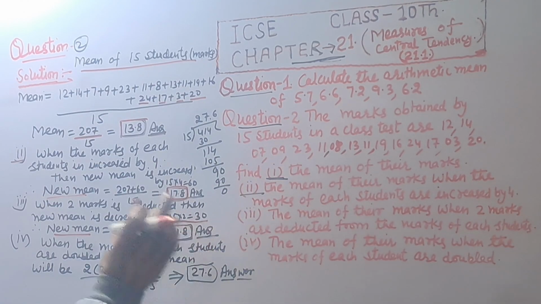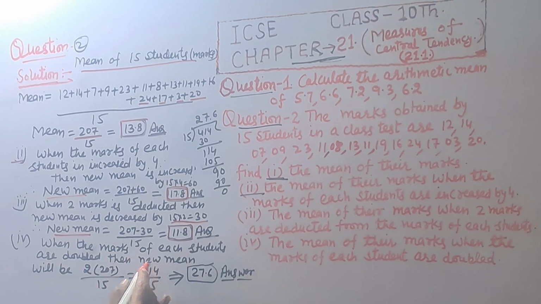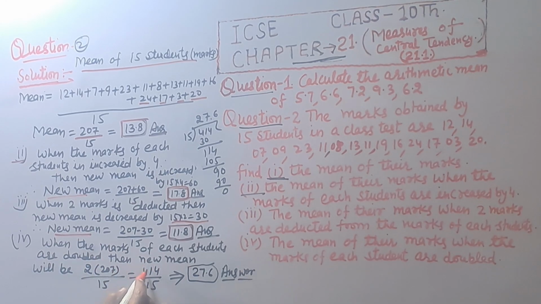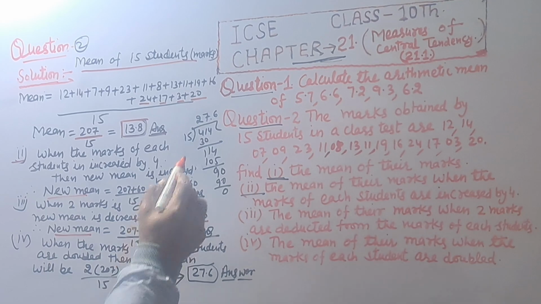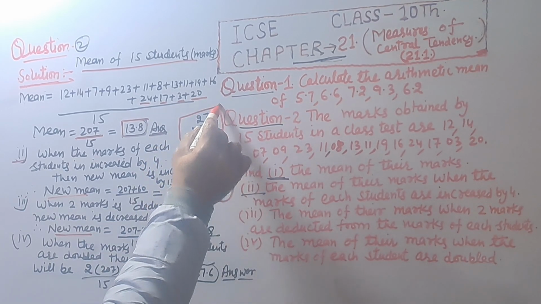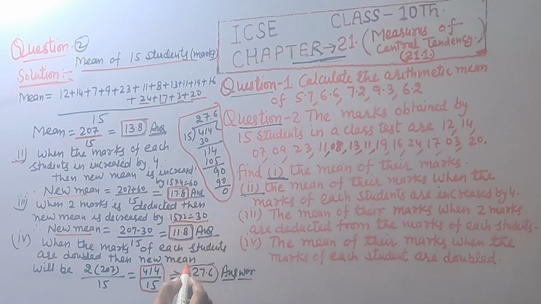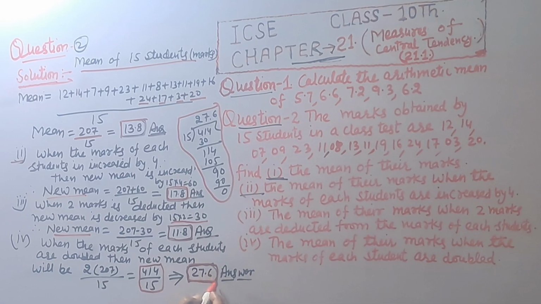And when the marks of each student are doubled, then new mean will be doubled: 207 multiplied by 2 and divided by 15. 7 2s are 14 and 2 2s are 4. 414 divided by 15, that is equal to 27.6. So mean is equal to 27.6. Answer. Thank you.